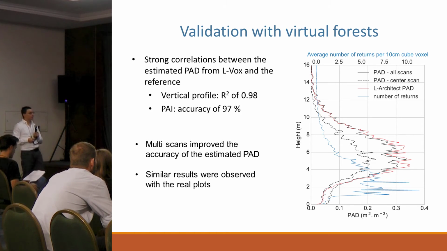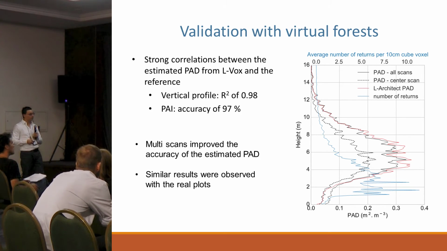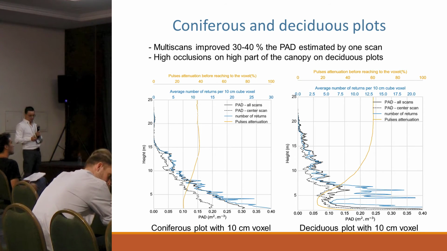Of course, the multi-scans improve the accuracy of the estimated PAD. You can see if we take only the central scan versus the multi-scan approach, and similar results were observed for the real plots. In this case we have the coniferous and deciduous. Multi-scans improve the PAD estimated by one scan by 30 to 40%. You can see the difference on this curve here.